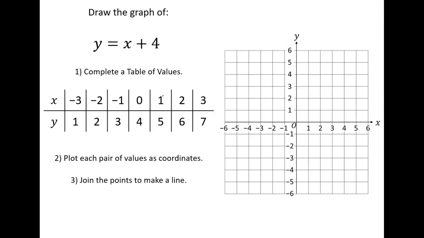Okay, so this example I wanted to show, I'm hoping this is the example, we're going to just complete the table of values. So we have x here plus 4. So if my x was negative 3, plus 4 gives me a 1. So then I'd plot that graph.